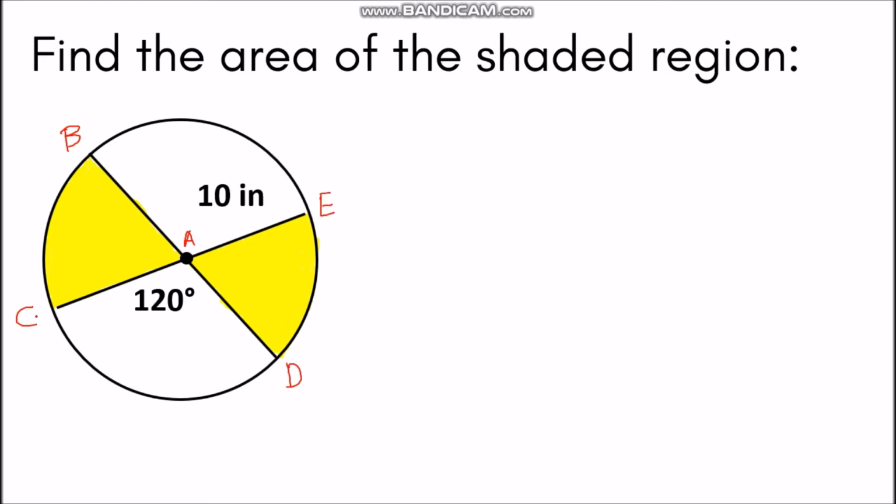So we have here the measurement of angle CAD, which is 120 degrees. We also have the measurement of segment AE, which is a radius, and that is 10 inches. Now we have to find the area of this shaded region. To find that, we will be solving for the area of the sectors BAC and EAD. And to do that, we should have the measurement of the arc.